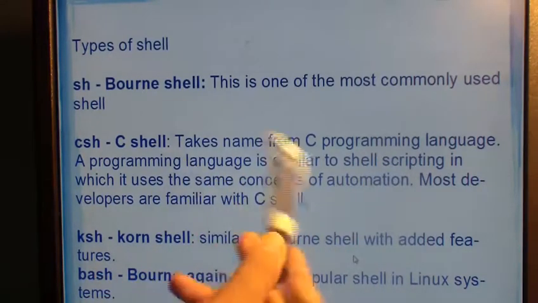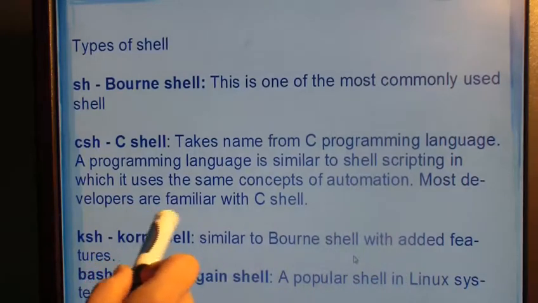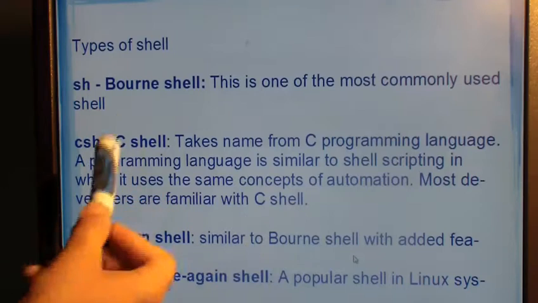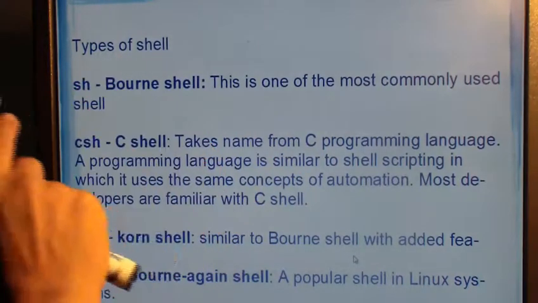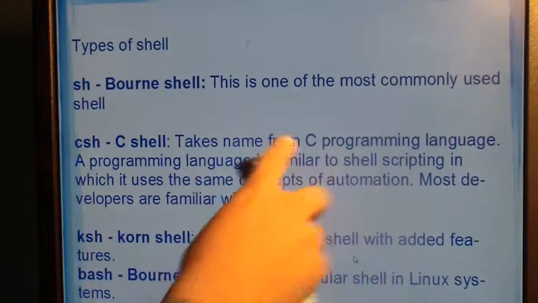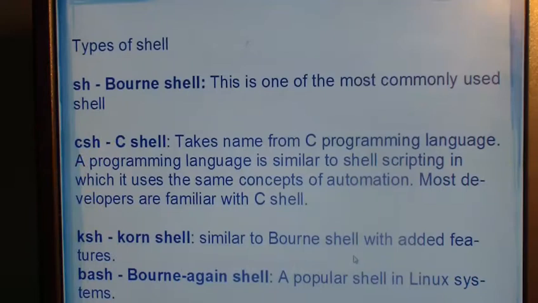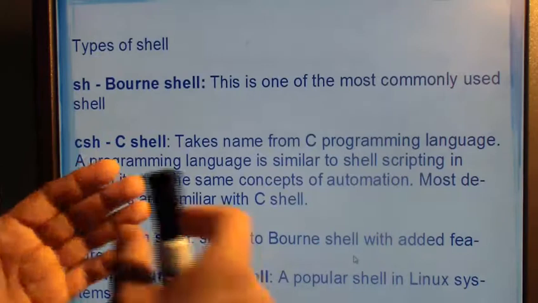Most developers are familiar with the C shell. The syntax is a little bit different. Some people are more familiar with the C language, so they use the C shell. But the work is the same, converting the user's commands into a different format and sending them to the kernel.